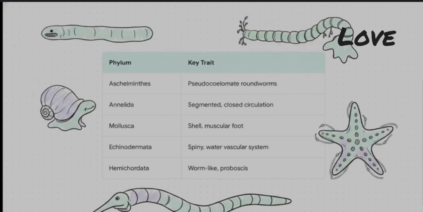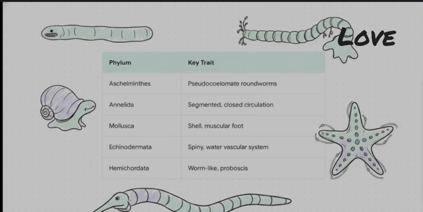Now think about the structural upgrades happening as we continue. Aschelminthes, or roundworms, feature that pseudocoelomate false cavity we mentioned earlier. But then we hit the segmented worms, the annelids. They introduce metamerism, which is body segmentation, and a closed circulatory system. That is a massive leap forward in biological engineering. Then we have Mollusca, which are soft-bodied creatures usually protected by a shell, cruising around on a muscular foot. Echinodermata includes your spiny-bodied starfish, which operate using this incredibly unique water vascular system.